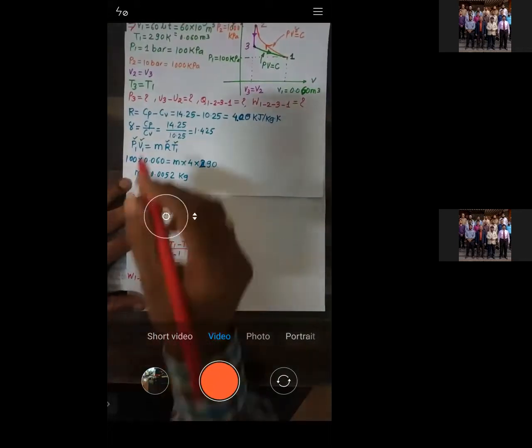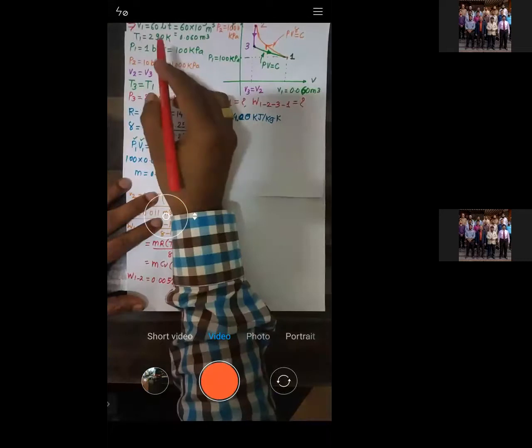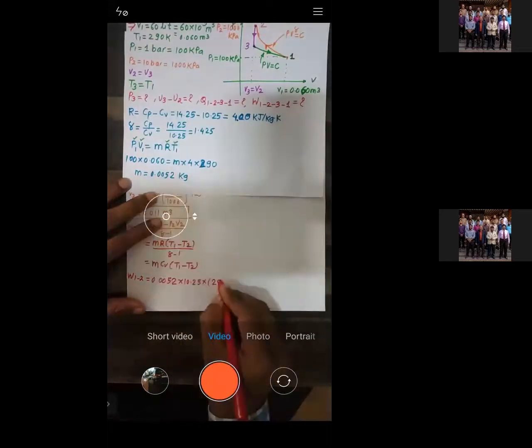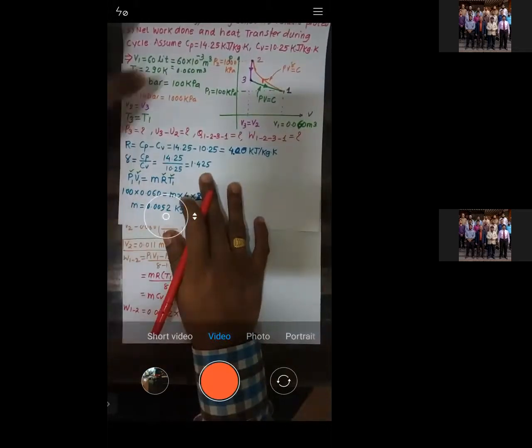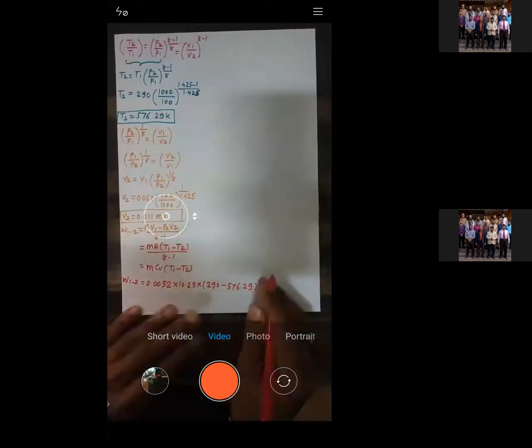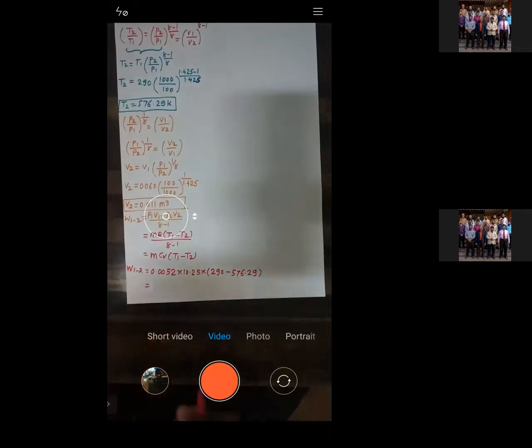Into (T1 minus T2). T1 was given in the problem, 290, minus T2. T2 we have calculated now, 576.29. Okay, so just do this calculation immediately and let me know the answer which we are getting for W12.